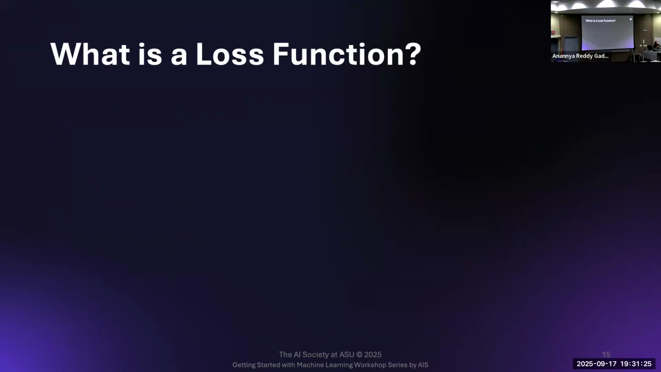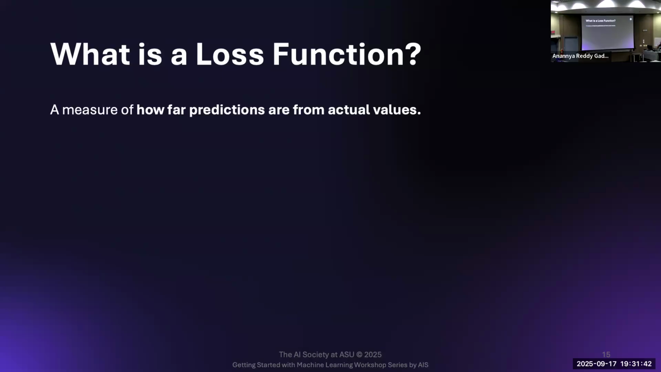So how exactly do we know whether this line is good or bad for that particular data set, or those particular data points we have plotted in the graph? That's where the loss function helps you. It's nothing but measuring how far your predictions are from the actual values. Based on this calculation, we can determine whether this is the best fit line or not.